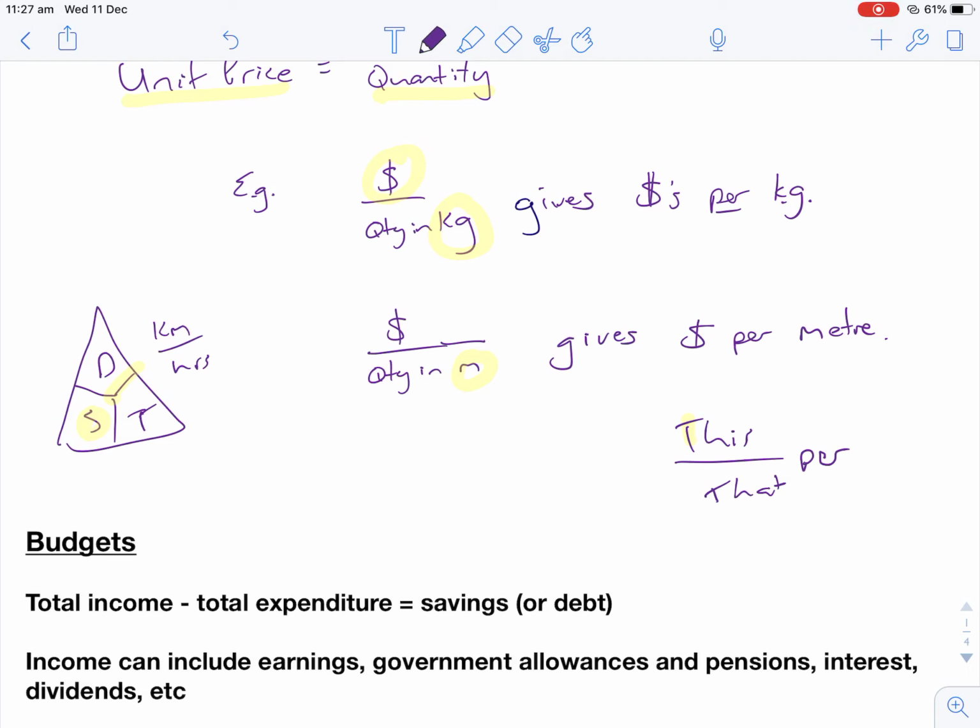If I put my distance in metres, then I'd get metres per hour. Or if I put my time in as, say, minutes, then I'd get kilometres per minute. And so on. If I actually wanted metres per minute, then I'd put metres on the top of my fraction and minutes on the bottom. And away you'd go. So that's the way that those work.